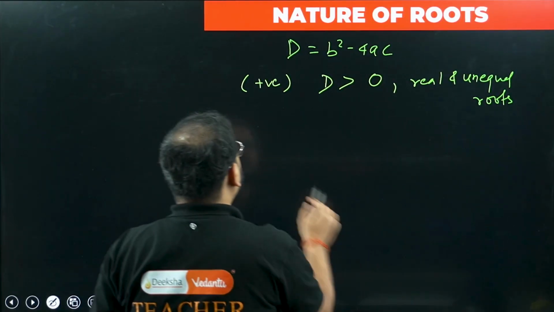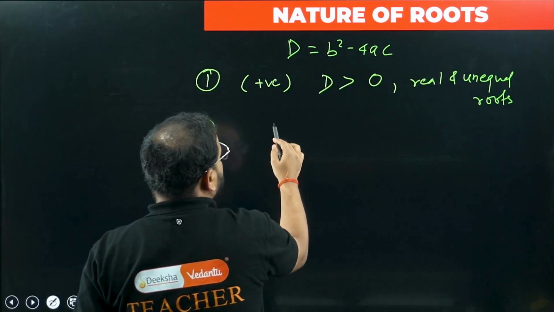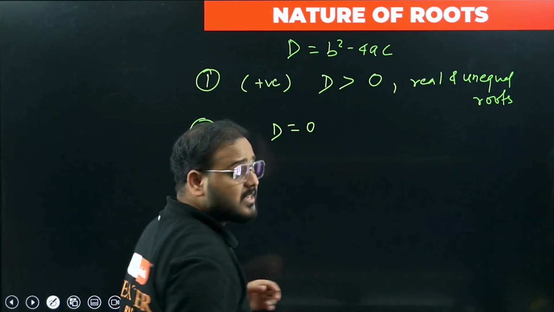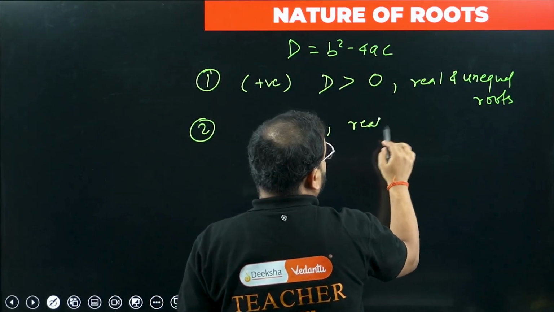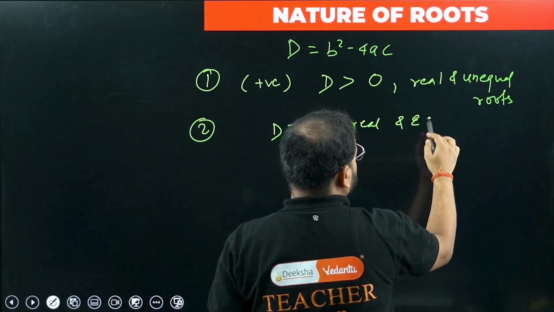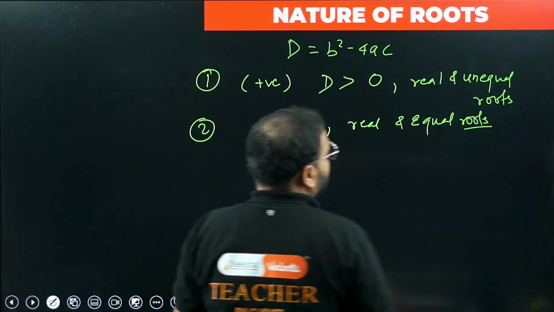Next case, case number 2, when this D is 0. When this D is 0, what are you going to take? Real and equal roots.